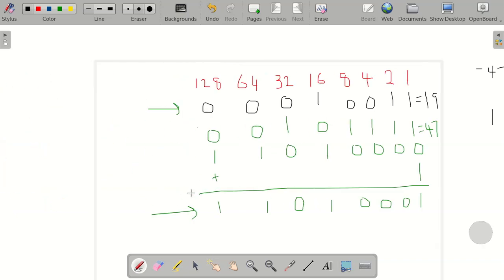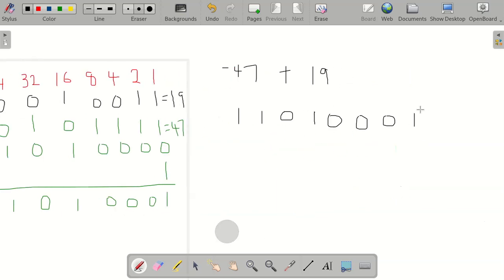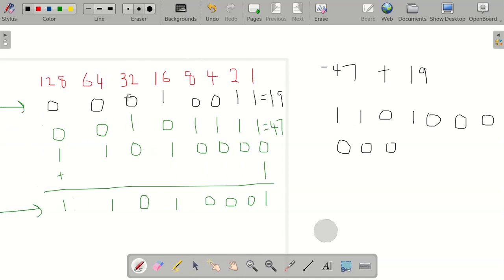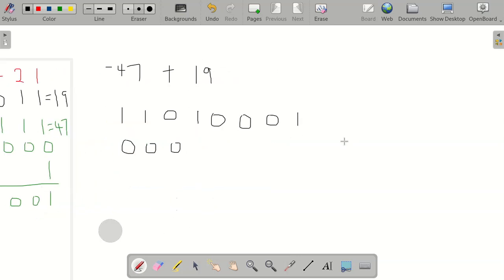Now let's just focus on our 19. It has 3 zeros, so we'll start with 3 zeros, 0, 0, 0. Then after 3 zeros we have 1 and 2 zeros, so we'll say 1, then 2 zeros. Then at the end we have 2 1's, so we'll say 1 and 1. Here we'll put the plus sign. Once that is done, we are going to add, so now we find our answer.